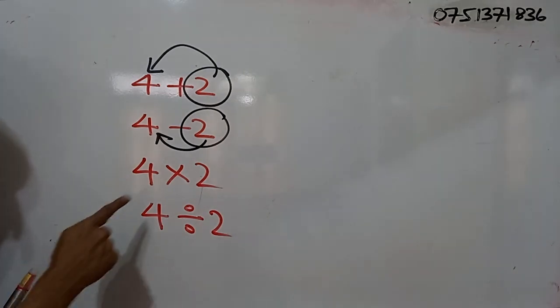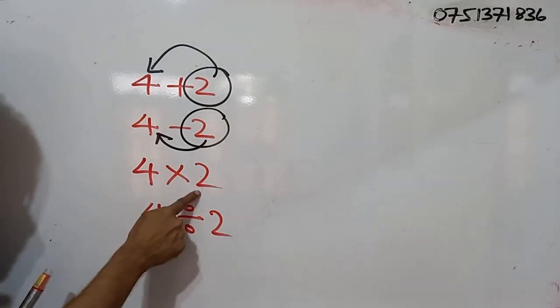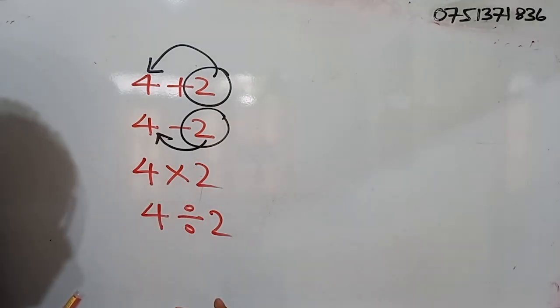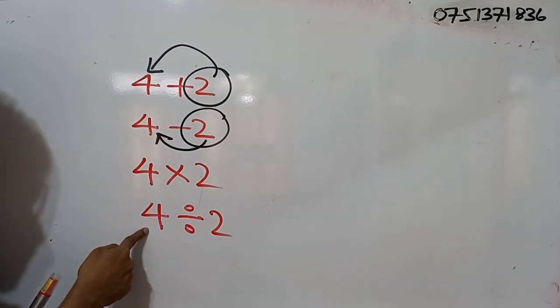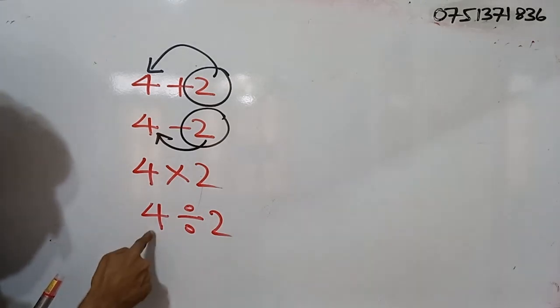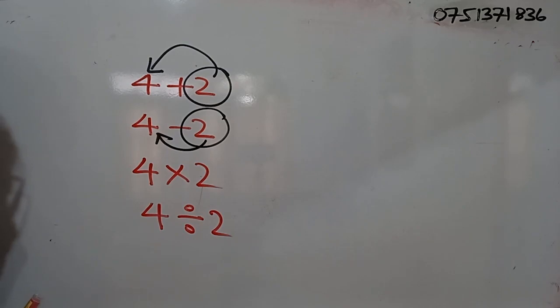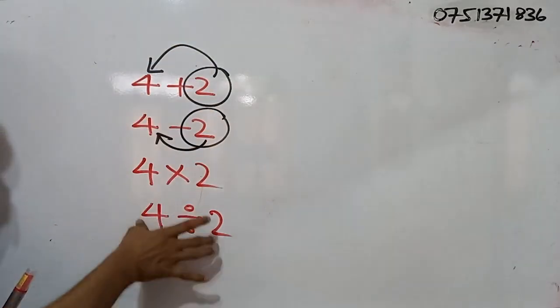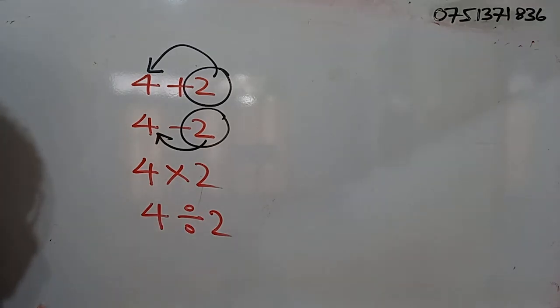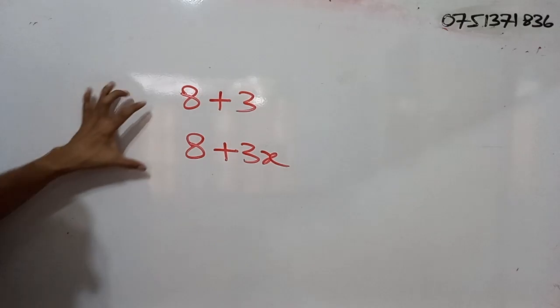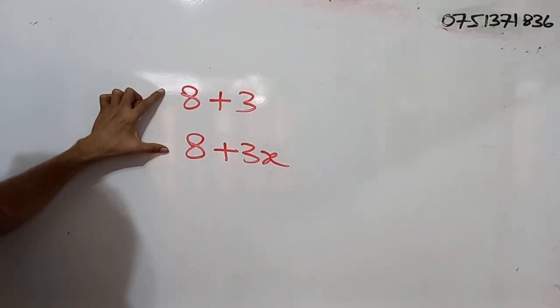Then the next one, multiply 4 by 2. So we get 8. Last expression, divide 4 by 2. So we get the answer 2. So all 4 of these are expressions.